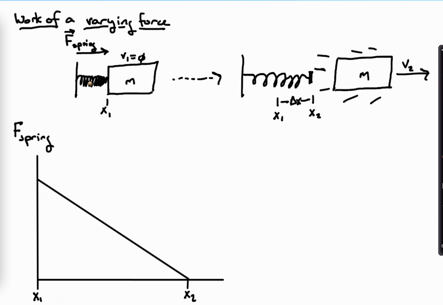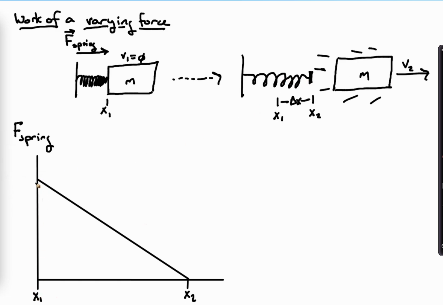Now what happens as the spring decompresses is the force that it's pushing with gets weaker and weaker and weaker until finally, once we've reached the length x2, there's actually no longer any force from the spring on the mass. The mass is going to go flying off with some new velocity, v2. But the total force looks like this.